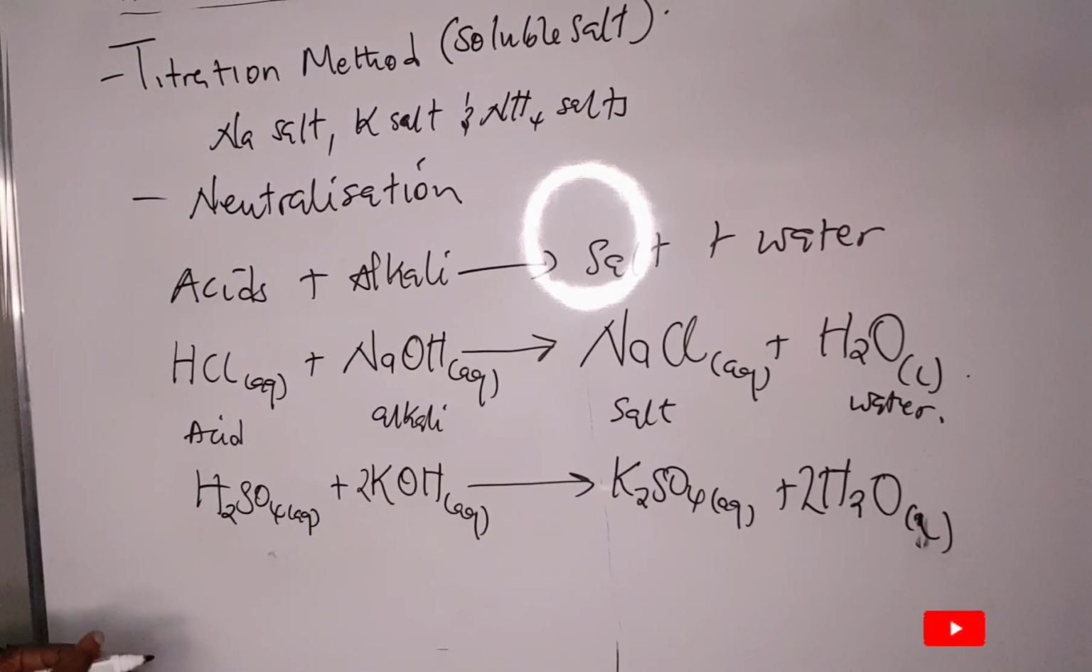So under titration, you have to use an acid and as well as an alkali in order to form a salt and water. So this method, or the titration method, is used in the preparation of soluble salts, and more especially the sodium salts, the potassium salts, and as well as the ammonium salts.